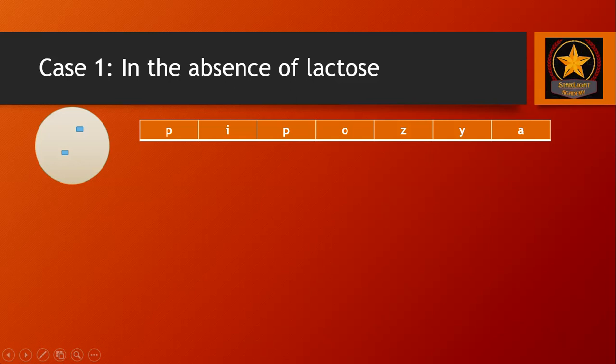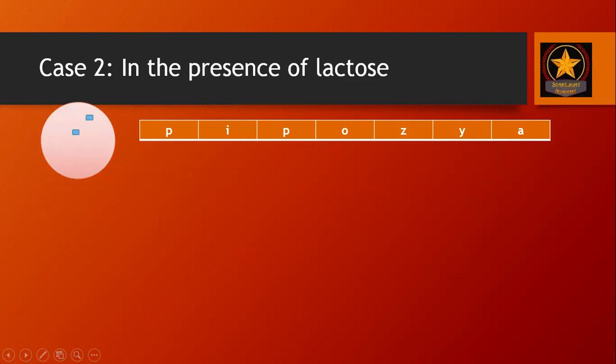P I P O Z Y A. First P is the promoter of the I gene and the second P is the promoter of the structural genes. Now in the absence of lactose, I gene is transcribed to form repressor mRNA. This, upon translation, gives rise to a protein called repressor protein. This repressor protein goes and binds to the operator region in such a way that it inhibits the transcription of the structural genes. So as I said, in the absence of lactose, we do not need any enzyme that metabolizes lactose, right?